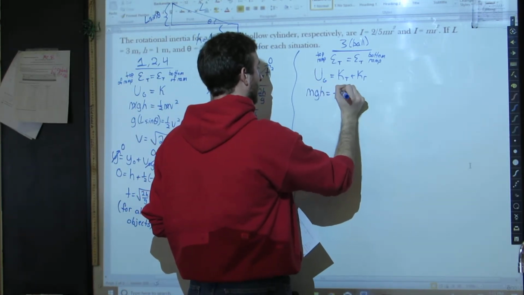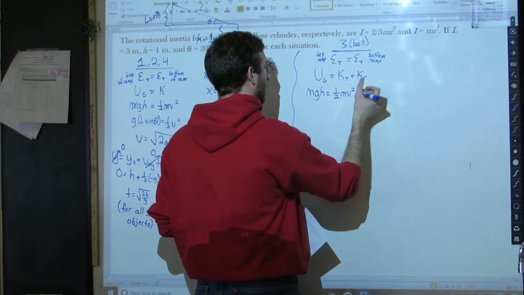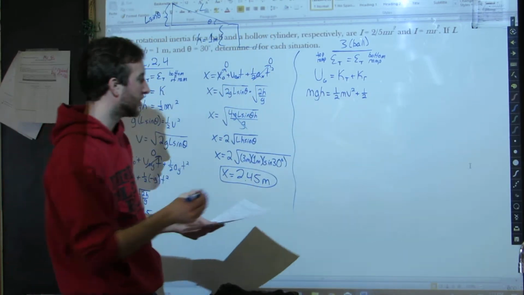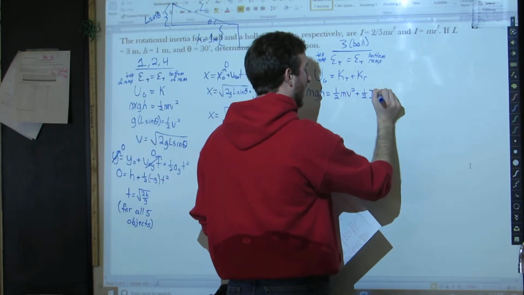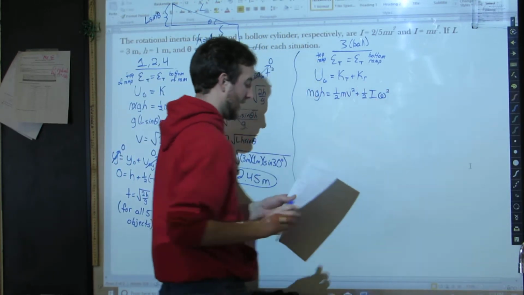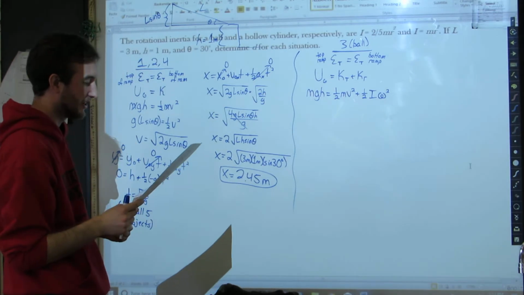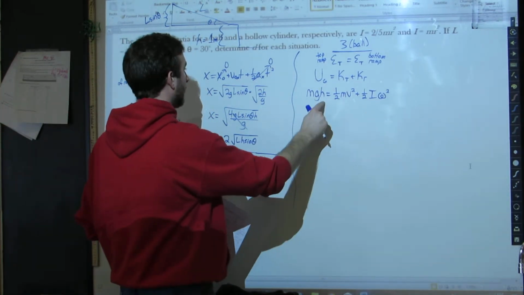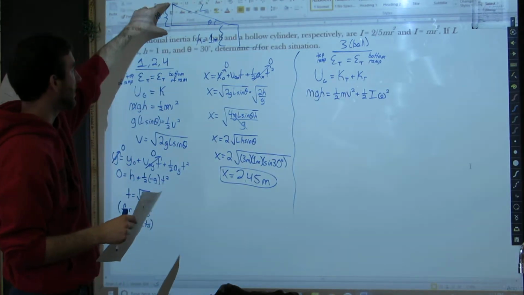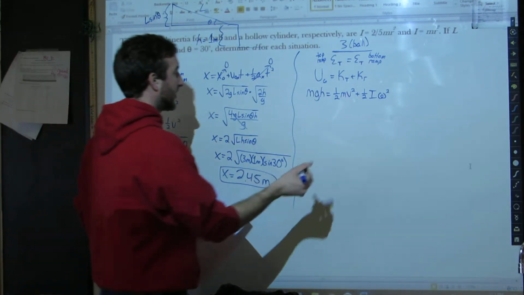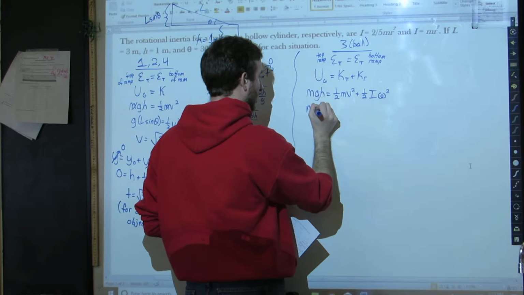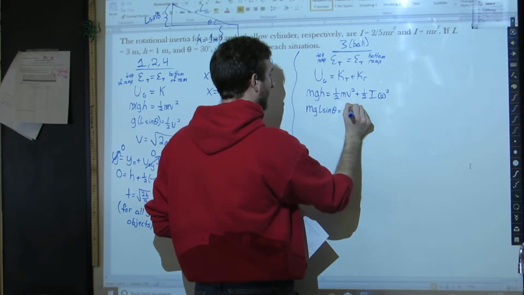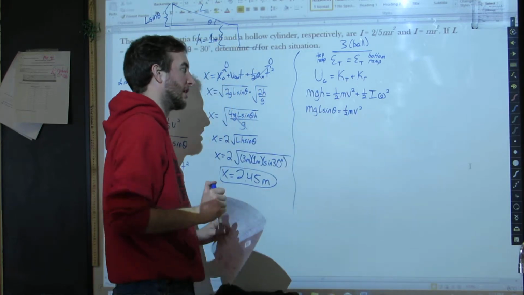mgh equals 1/2 mv squared plus 1/2 I omega squared. Remember, for rotational kinetic energy, we're using 1/2 I omega squared, the angular velocity. Now here's what we're going to do with this. Let's start plugging in things that we know. We know that this h, the height that it drops on the ramp, is really L sine theta. mgL sine theta equals 1/2 mv squared plus 1/2 I omega squared. v is ultimately what we're looking for.